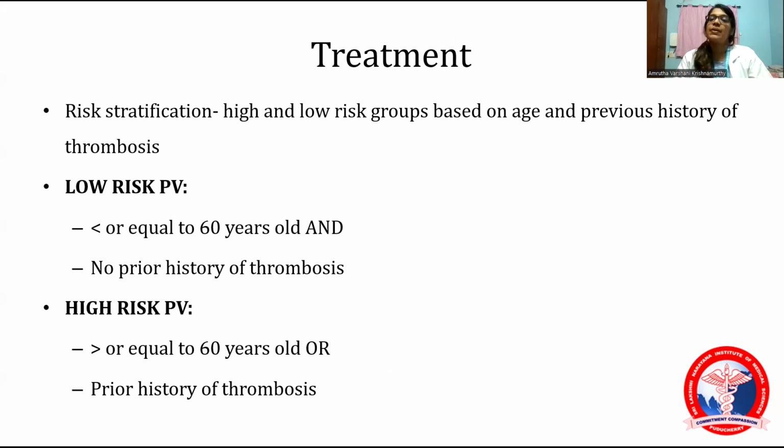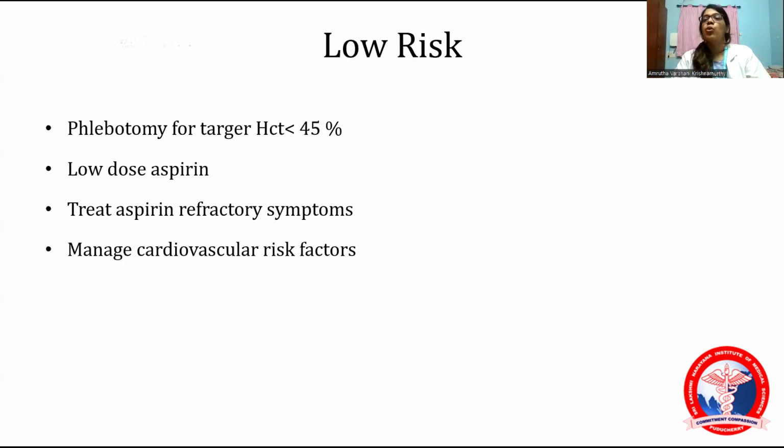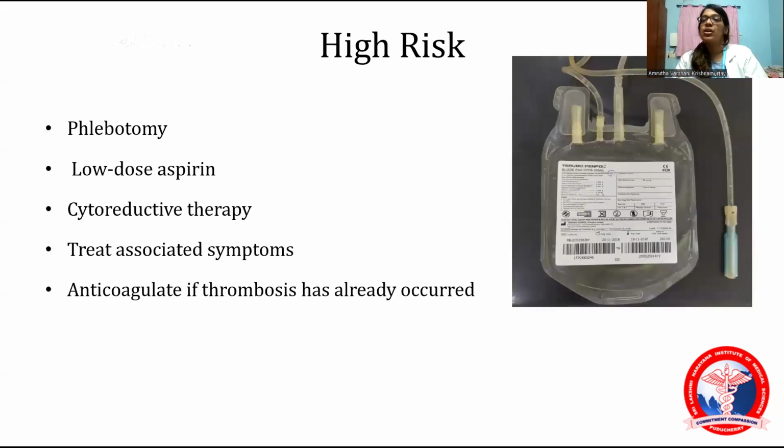Treatment is very important. Treatment will be dependent on the risk stratification. The patient can either have low risk polycythemia vera or high risk polycythemia vera. For both these risk categories, common is phlebotomy as well as low dose aspirin, whereas cytoreductive therapy as well as anticoagulation for thrombosis will be additional for high risk patients.